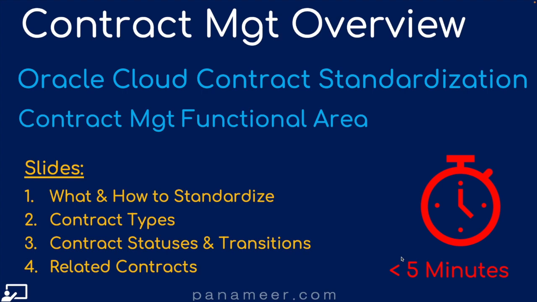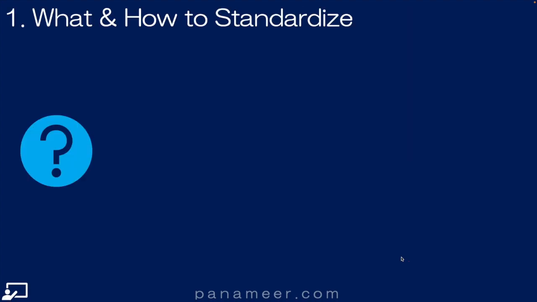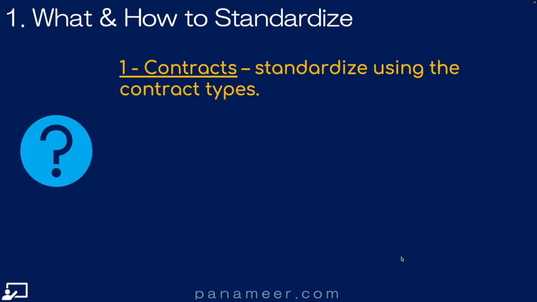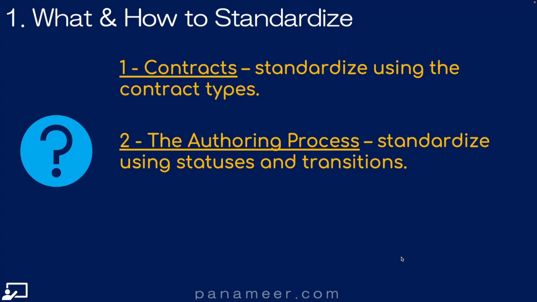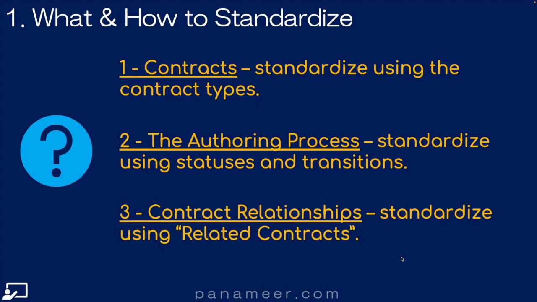So let's get started. Slide 1, what and how to standardize. When you want to standardize contracts, you do so using contract types. When you want to standardize the contract authoring process, you do so using statuses and transitions. And when you want to standardize contract relationships, you do so using the related contracts functionality.